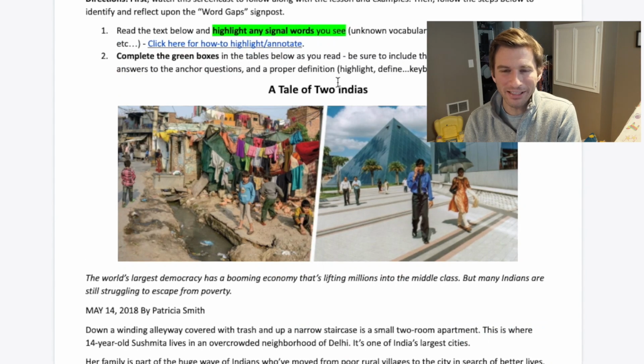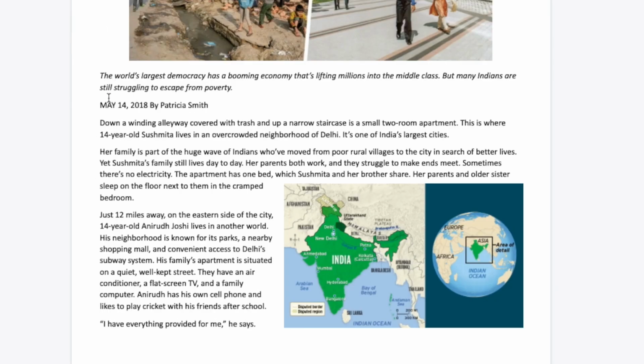So here we go. A Tale of Two Indias. Down a winding alleyway covered with trash and up a narrow staircase is a small 2-room apartment. This is where 14-year-old Sushmita lives in an overcrowded neighborhood of Delhi. It's one of India's largest cities.